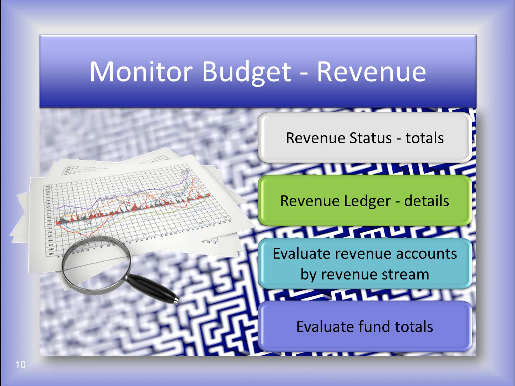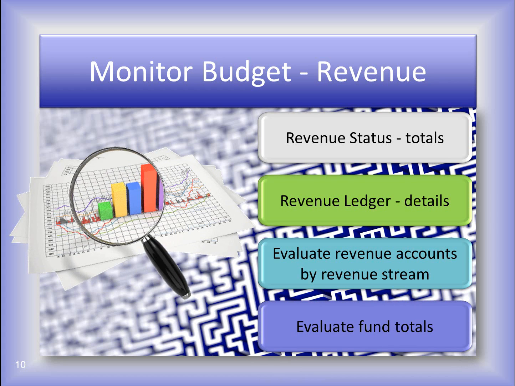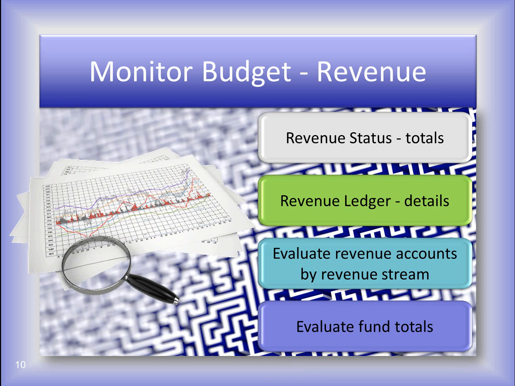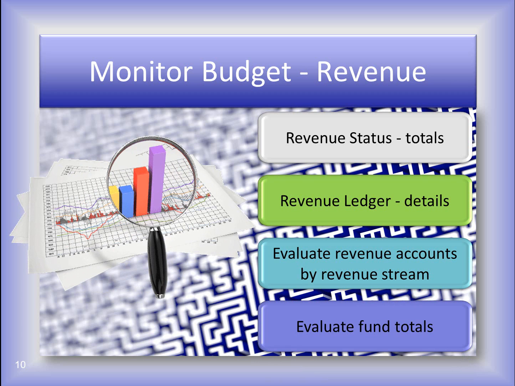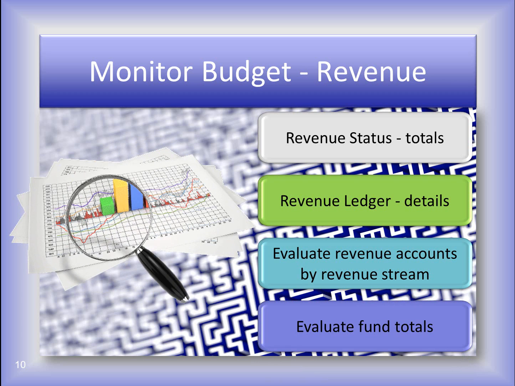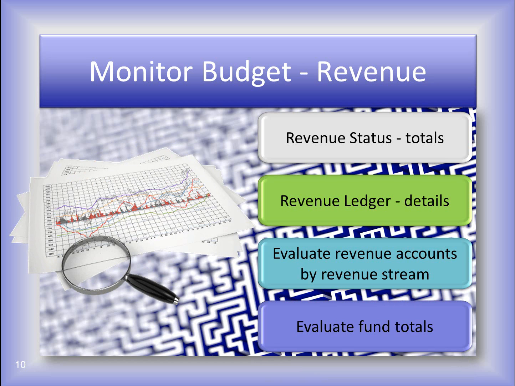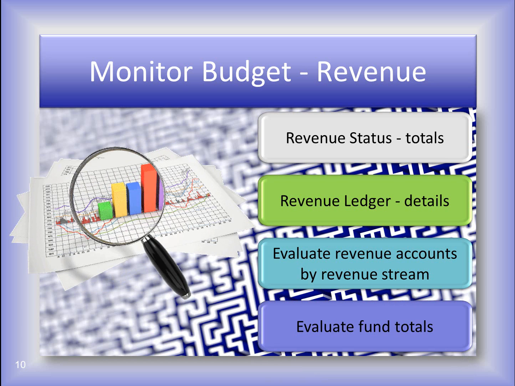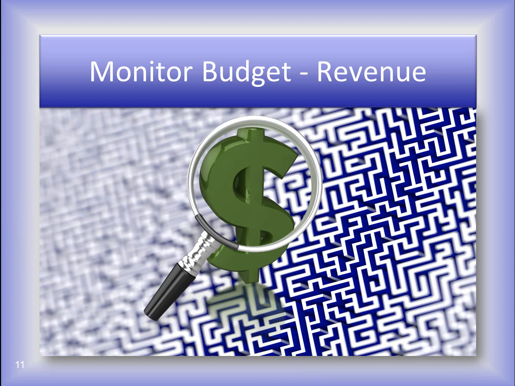You should also evaluate the fund's total revenue budgets compared to the total revenue received. The revenue status is good for this. So you don't just look at each fund's individual accounts, but you also pull back and look at the fund as a whole, especially when a fund like the general fund receives various sources of revenue at different times of the year. I want you to understand how each revenue account has its own revenue flow. Money comes in at different paces.